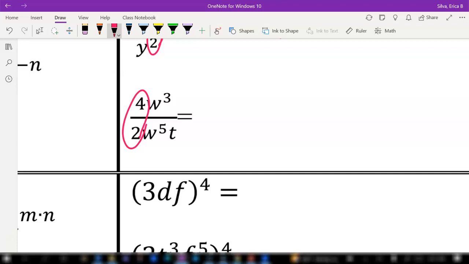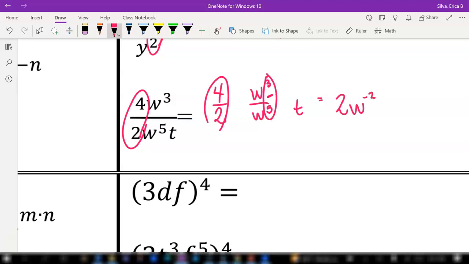Next, we have 4 divided by 2. We always want to divide those first. We get 2. And this is where we want to start grouping them. Let's do this example. We group those, we group the w's, and then we have the t. So we divide this, we get 2. We subtract these, we get w to the negative 2, and then we have the t.